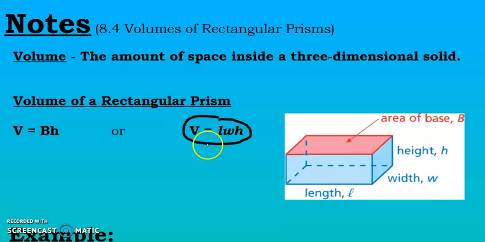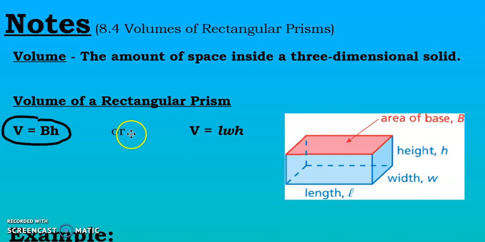The much more common one that we're going to talk about in class, and the one that's going to give you a better start to future solids, is volume equals area of the base times the height. Now they're actually the same formula. It's just the way you're approaching it that is different. So we're going to talk about this one first.